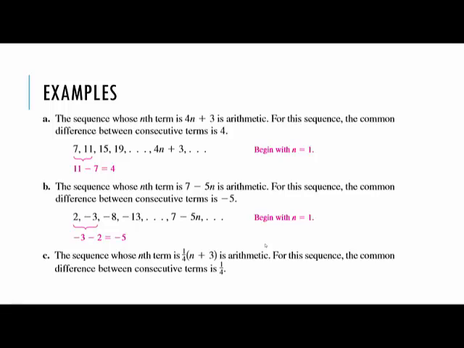A sequence whose nth term is 1/4 times the quantity n plus 3 is arithmetic. For this sequence, the common difference would be 1/4. So if I were to plug in 1 for that, I'd have 1 plus 3 is 4, times 1/4 is 1. So it would start at 1, and then it would go up 1/4. So it would be 1 1/4, then 1 1/2, then 1 3/4, 2, and so on and so forth.